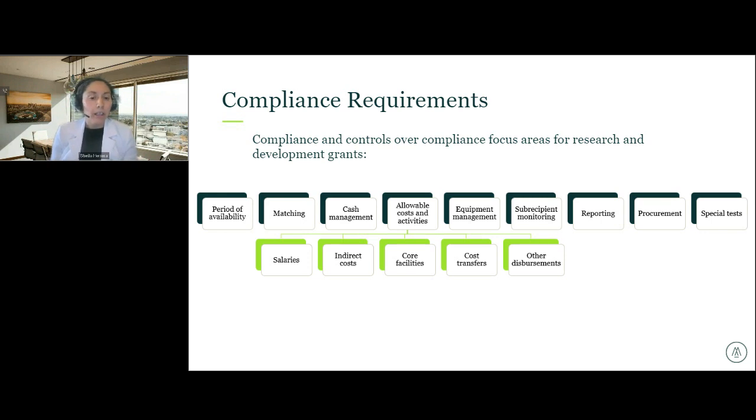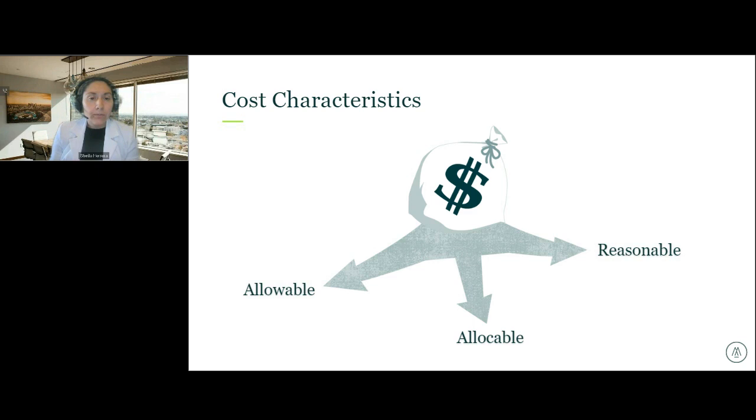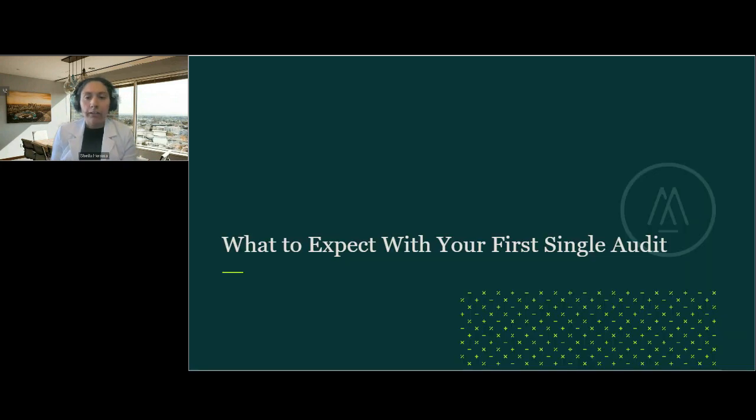As part of the audit process, we do go through here and determine what is considered direct and material to your program. And so there's a gaining of understanding from the auditor perspective to be able to make that assessment. From cost characteristics, we do look to make sure what is considered allowable, allocable, and reasonable. Matt will go through in a few minutes what some of these mean and, from the expectation perspective, what this might look like for you all. And so with that, I will turn it over to Matt with what to expect with your first single audit.